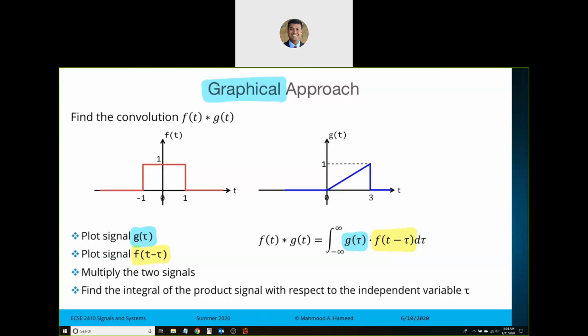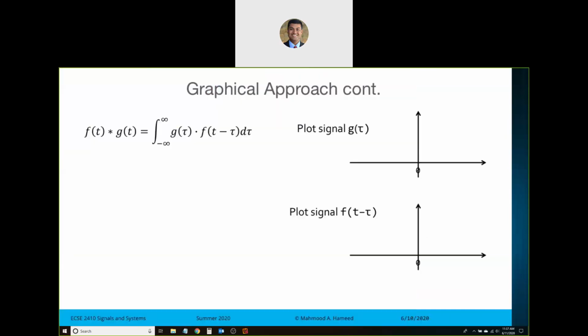The next example that we are going to do, I encourage you guys to follow along really well, because this conversation will help you with convolution to a very great extent. So let's do this step by step. The first step is to plot g of tau and f of t minus tau. These steps were laid out in the previous slide.